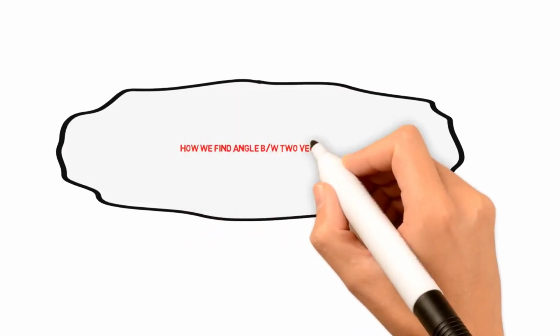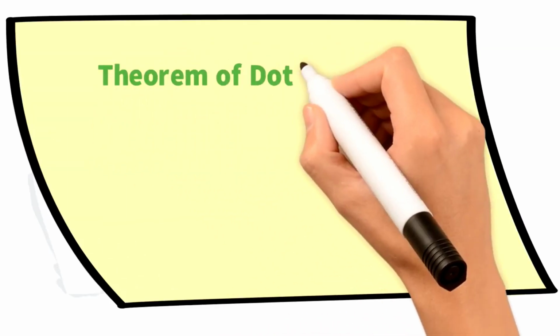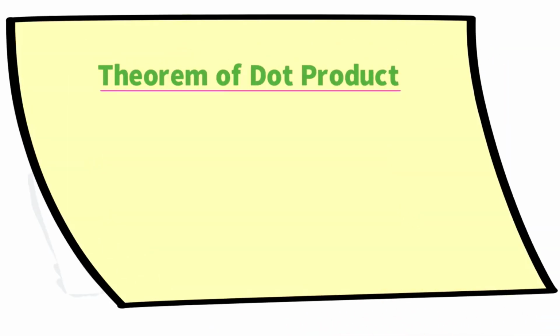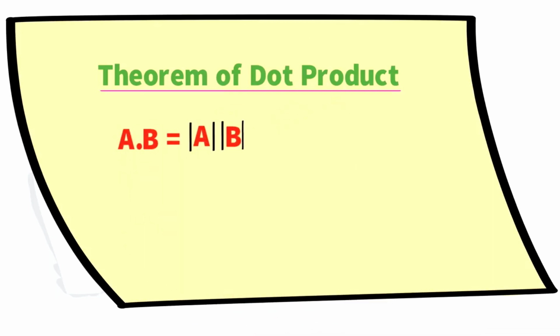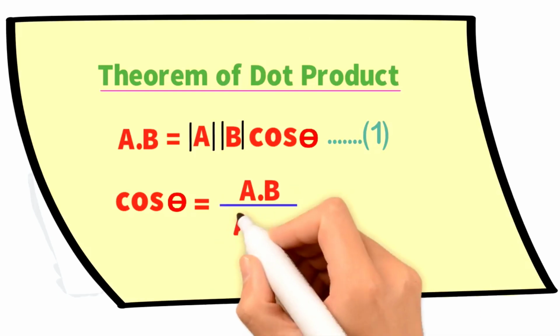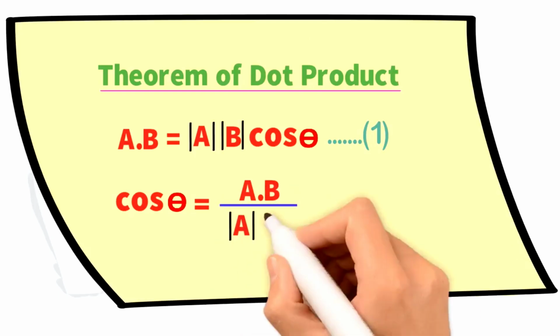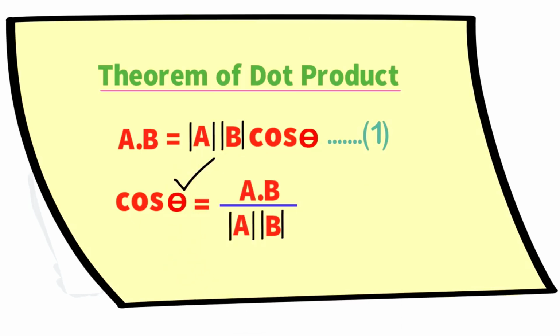Now how do we find the angle between two vectors? To find an angle between two vectors, we use a theorem of dot product. Let the dot product of A and B be equal to the magnitude of vector A times the magnitude of vector B times cos theta. Or we can rearrange this equation, and I'm getting cos theta is equal to the dot product of A and B divided by the product of the magnitude of A and the magnitude of B. Now remember, theta is the angle between vectors A and B.